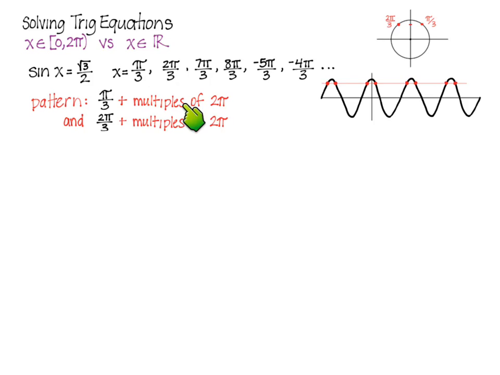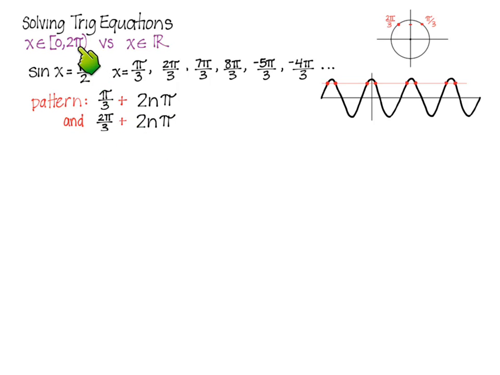We have a way to write multiples of 2 pi, and that would be 2n pi. The other way I say it is any 2 pi. This is the way we would answer for this problem, sine x equals root 3 over 2, if we wanted all possible solutions. We would say it's pi over 3 and any multiple of 2 pi, or 2 pi over 3 and any multiple of 2 pi.